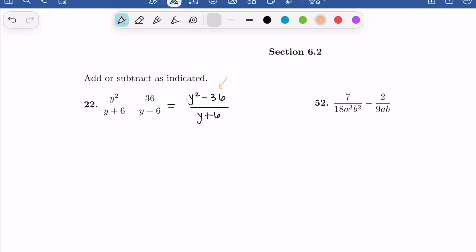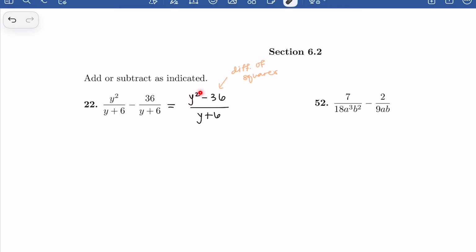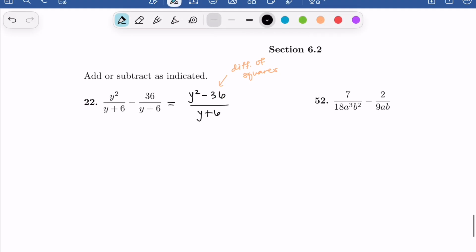And notice in this numerator here, we have a difference of squares. This is y squared, which is a perfect square, minus 36, which is 6 squared. So we're going to rewrite this in factored form as y plus 6 times y minus 6. That's what our numerator becomes if we factor it. And then we have this y plus 6 in the denominator. Now, since we have both of these guys in the numerator and the denominator, they're going to cancel, and we're going to end up with y minus 6 as our final answer.